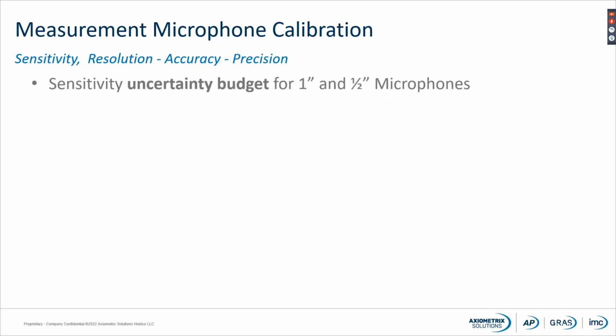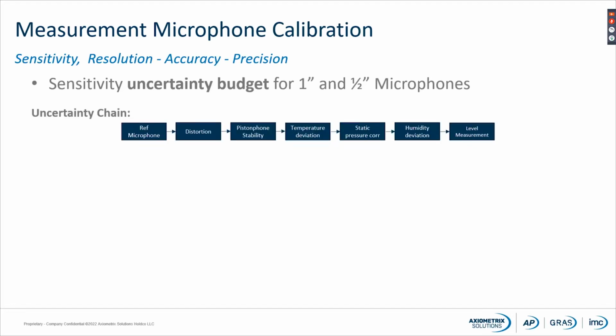We also have to look at uncertainties and the uncertainty budget for our microphone calibrations. If we look at the uncertainty chain, then it's a long chain of different uncertainties. First of all, we have some uncertainties for the reference microphone. The microphone might create some distortion. It will create some uncertainty.